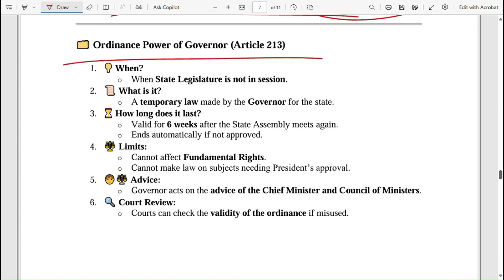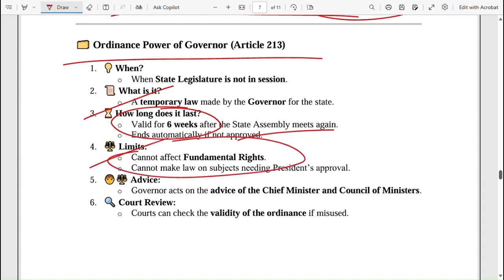What about the ordinance power of a governor then? This is mentioned in Article 213. The governor uses it when the state legislature is not in session. As I told you, this is a temporary law made by the governor of the state. In the case of the president, that would last for 6 weeks, right? In the case of the governor, it is also valid only for 6 weeks. After this, the state assembly has to meet again, and it can end automatically if the state assembly feels that this is not valid.